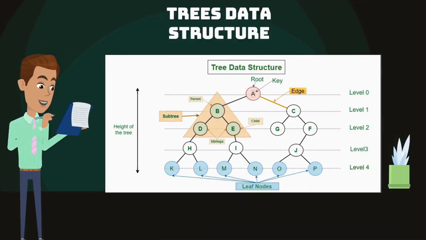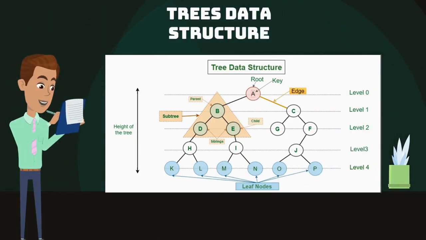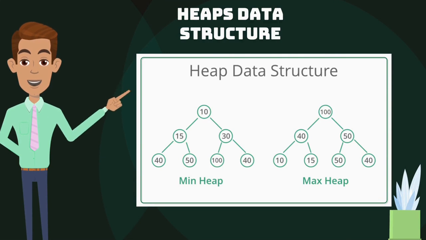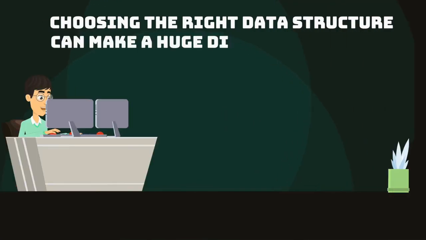The next non-linear data structure which we have is trees. A tree data structure is a collection of nodes connected by edges. Each node contains a value or data and may or may not have a child node. The first node of the tree is called the root node. The last non-linear data structure which we have is heaps, a specialized tree-based structure that satisfies the heap property. For example, a max heap where the parent node is always greater than or equal to the child nodes.